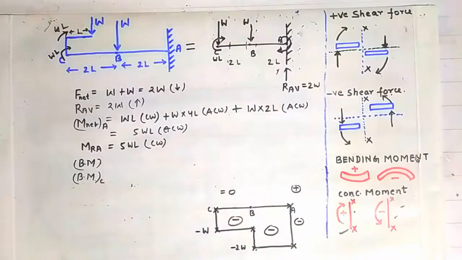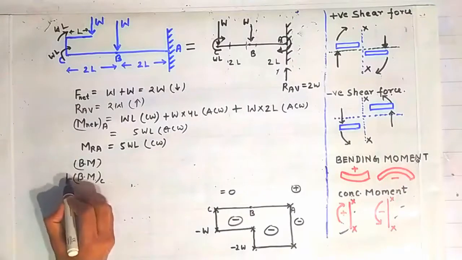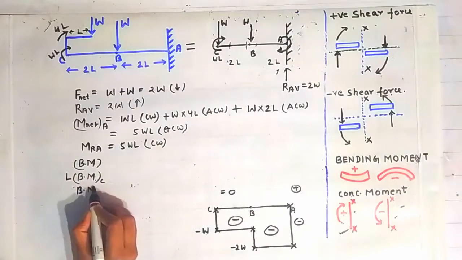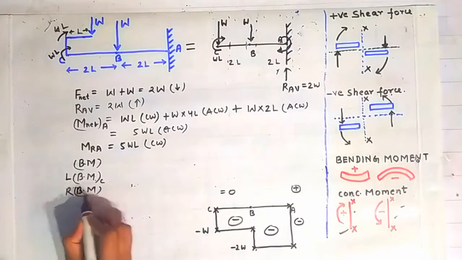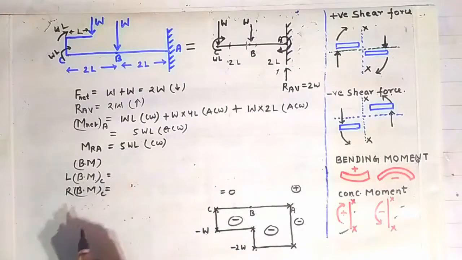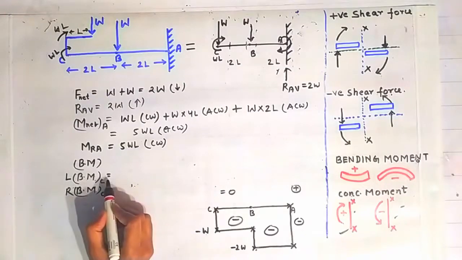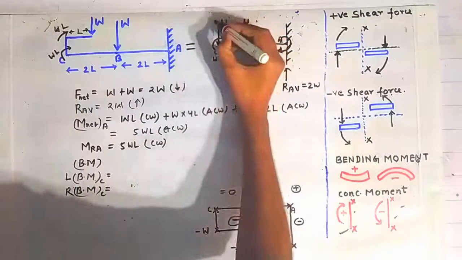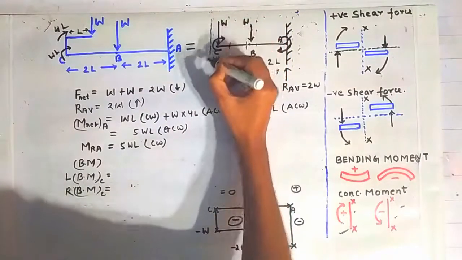So bending moment will change suddenly. That's why we have to calculate the bending moment on the left side of the point C and the bending moment on the right side of this point C. So if you want to calculate the bending moment on the left side of the point C, again follow the same procedure. Consider a section on the left side of this point C.